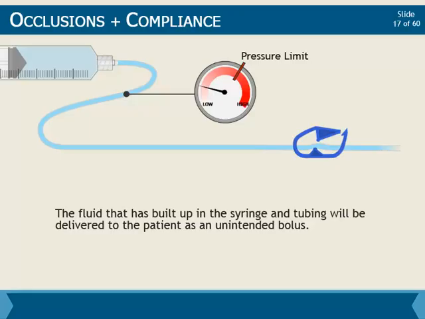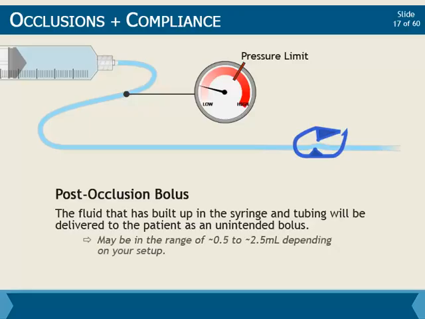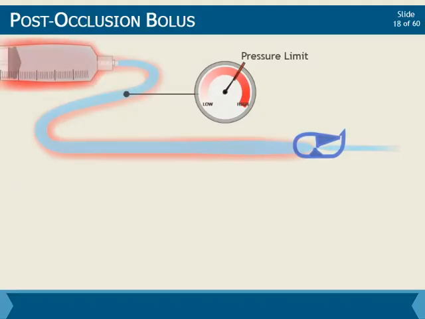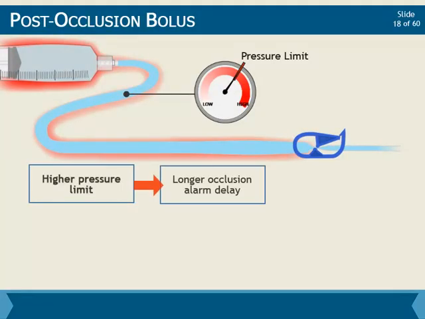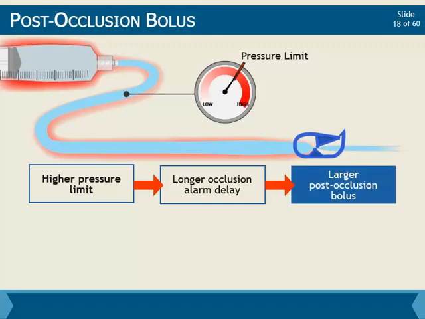This unintended post-occlusion bolus may be in the range of about 0.5 to 2.5 milliliters, depending on your setup, and can be a clinical concern for some patients. We have already acknowledged that the higher the pressure limit, the longer it takes for the pump to alarm following an occlusion. This also means that more fluid can build up behind an occlusion, resulting in a larger post-occlusion bolus.